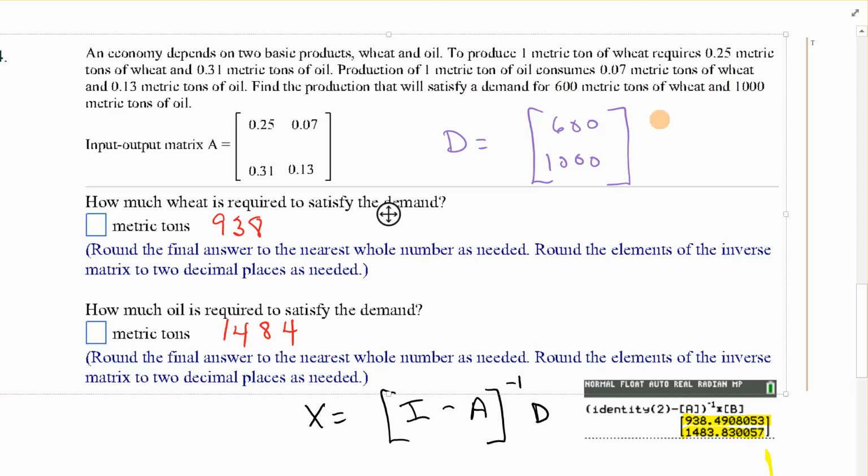All right, so if we do the same thing, identity 2 minus A times B, and I got these numbers here. How much wheat is required to satisfy the demand? Well, that is your first item, 938. It says round the final answer to the nearest whole number as needed. So that'll be 938, and this will be 1484. All right, and so that's what that's telling you. How much oil is going to take to get the demand that was listed, and how much wheat, and we figured that out with our formula.